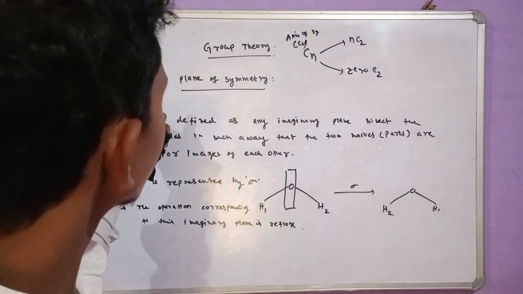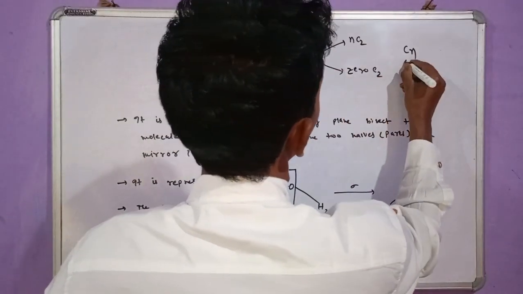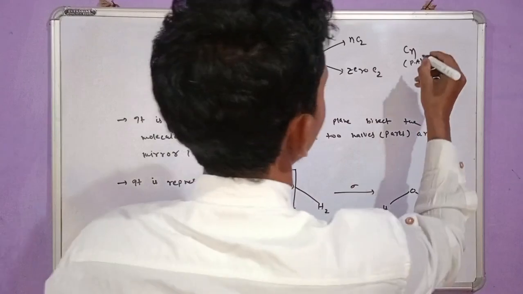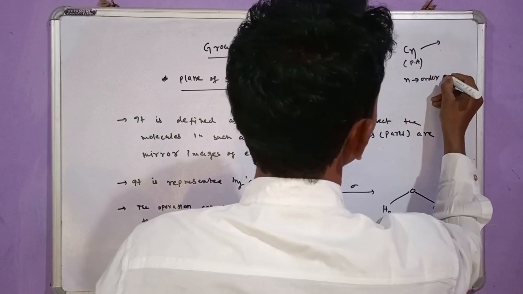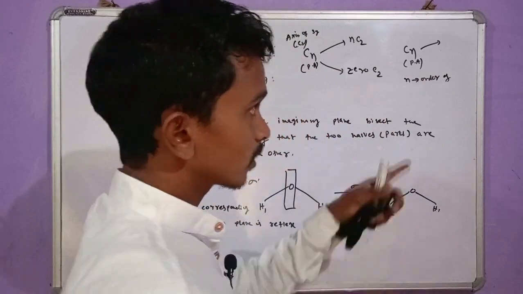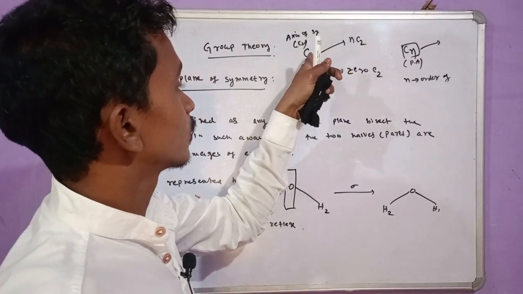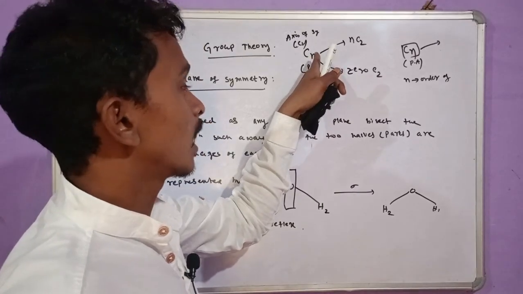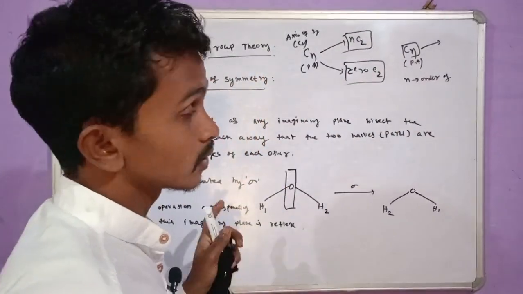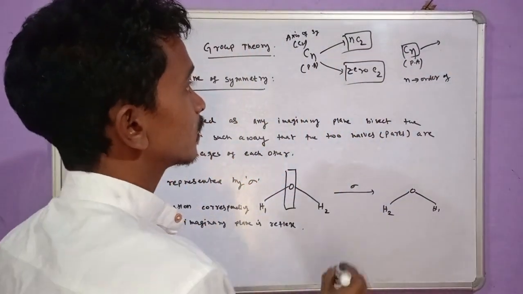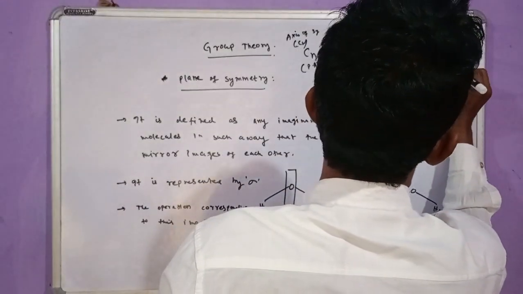A similar case holds for the plane of symmetry also. If Cn is any principal axis, where n is the order of that axis and the highest order is called the principal axis, then in the case of axis of symmetry we have n number of C2 if C2 is present, otherwise zero C2. Similarly here, if Cn is the principal axis and sigma is present, then n number of sigma will be present. Otherwise, zero sigma.